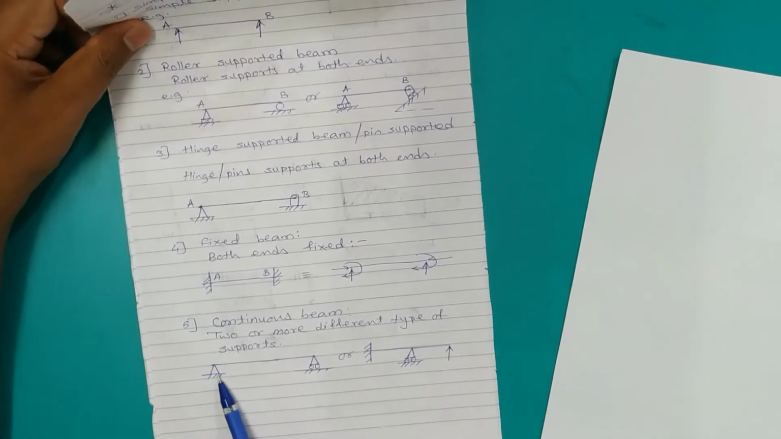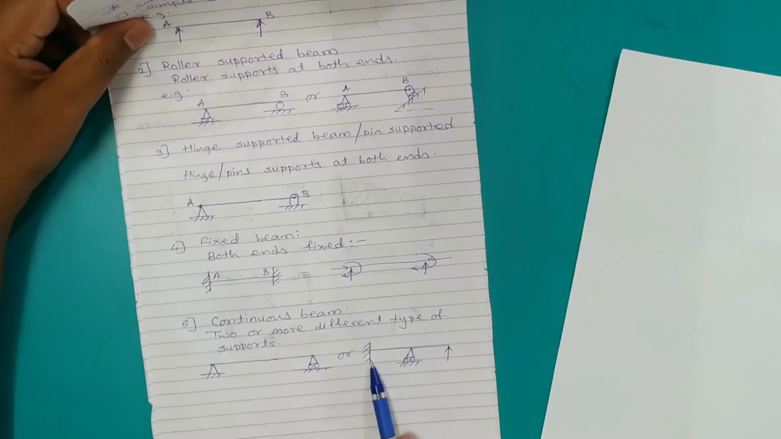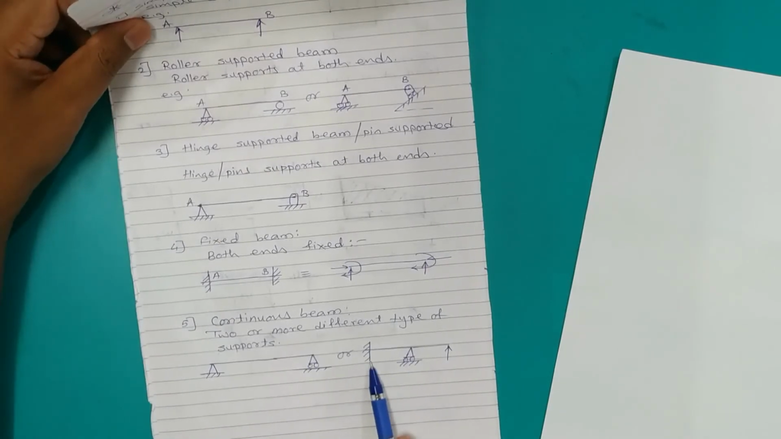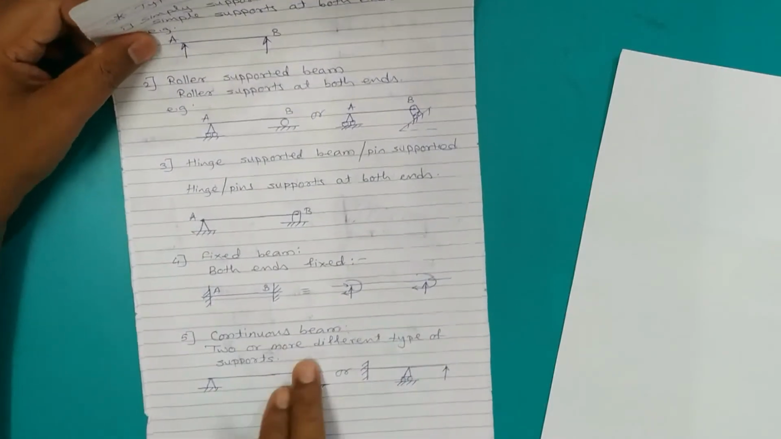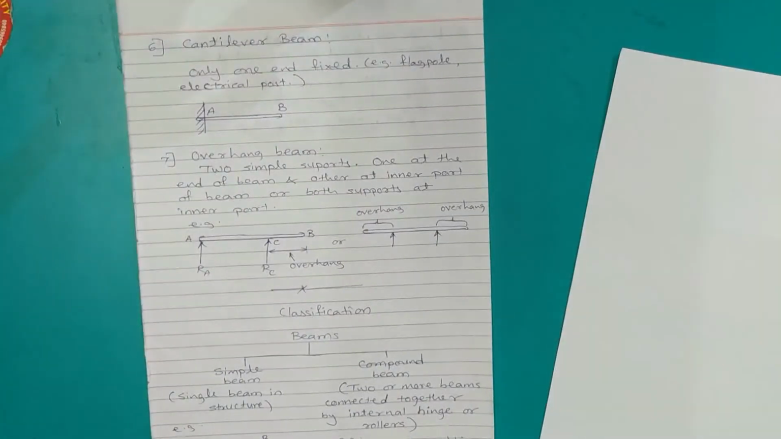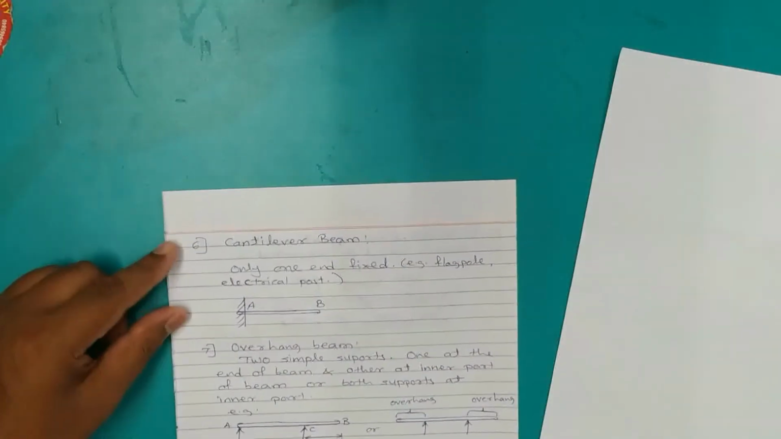For example, let's say here in this beam we have one hinge and one roller. Here we have, in this case, a fixed support, then roller support and one simple support. So if you have different kinds of supports present on the same beam, 2 or more than 2, it is called a continuous beam. Further, there is something called cantilever beam.